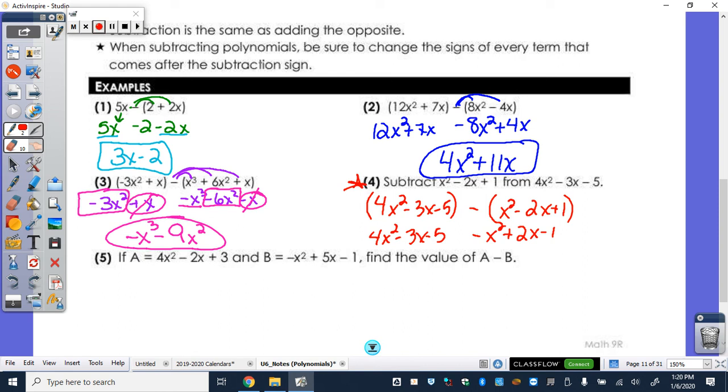So now combining our like terms, 4x squared minus 1x squared will give us 3x squared. Negative 3x plus 2x, negative 1x. Negative 3 plus 2 is negative 1. And then negative 5 minus 1 gives us minus 6.